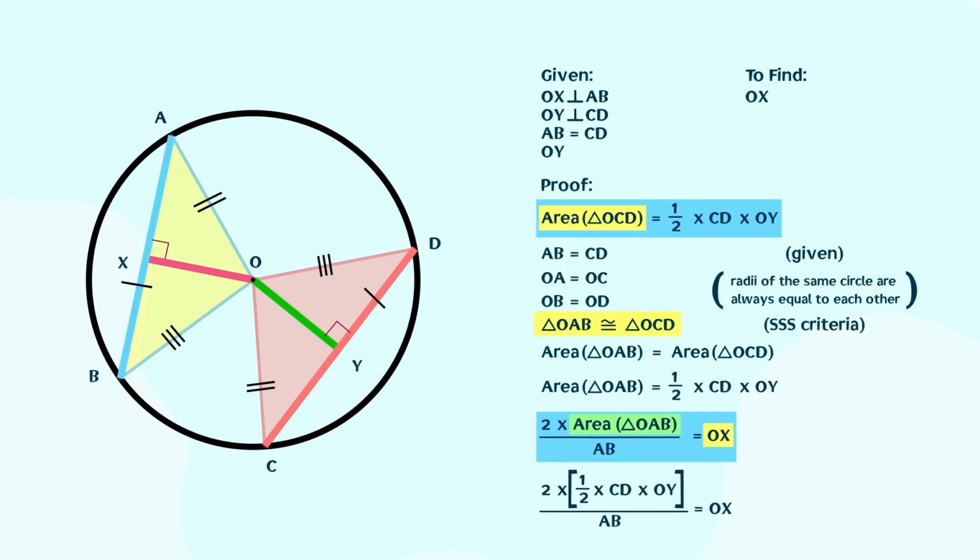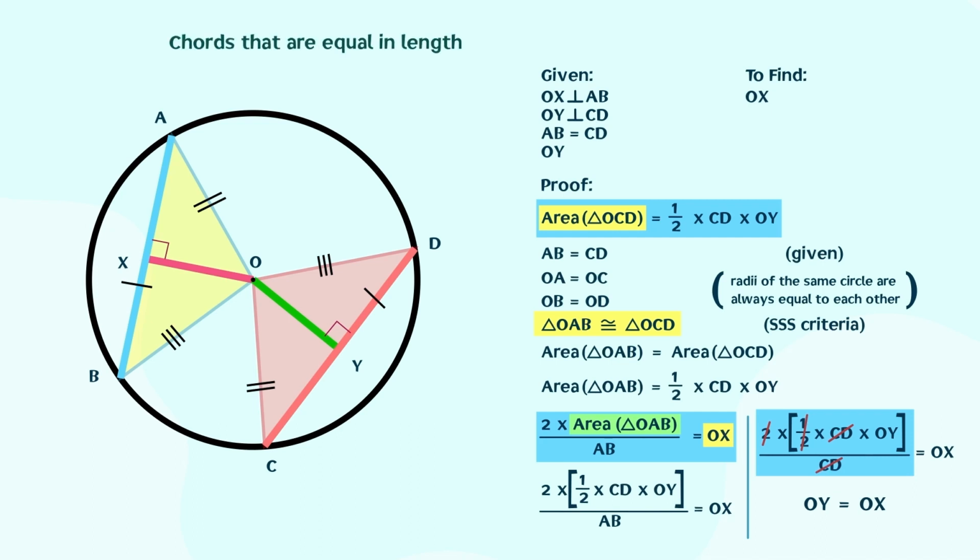To simplify this further, we can substitute AB as CD in the denominator. At first, this gives us a rather lengthy expression on the left-hand side of the equation. But if we cancel the 2 present in the numerator with the half present next to it, and cancel out the CD present in the numerator with the CD present in the denominator, we'll be left with just OX being equal to OY. In general, this proves that chords that are equal in length are also equidistant from the center.